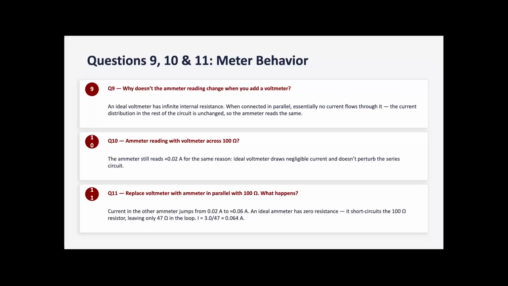Questions 9 through 11 explored what happens when we change the meters. Question 9. Adding a voltmeter in parallel doesn't change the ammeter reading because an ideal voltmeter has infinite internal resistance. Essentially, zero current flows through it, so the rest of the circuit is unbothered.